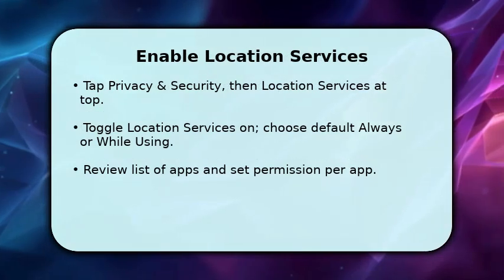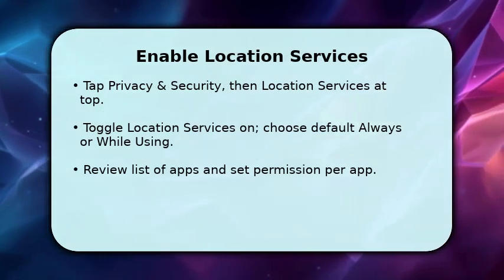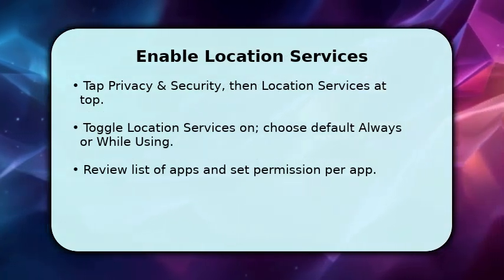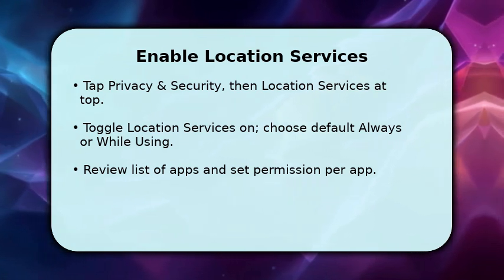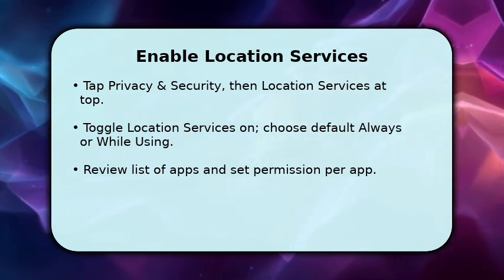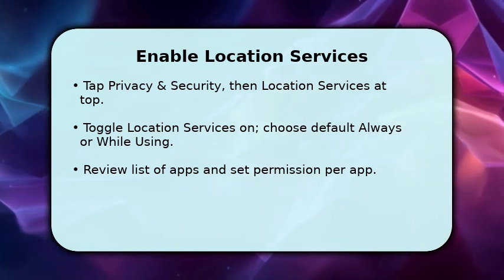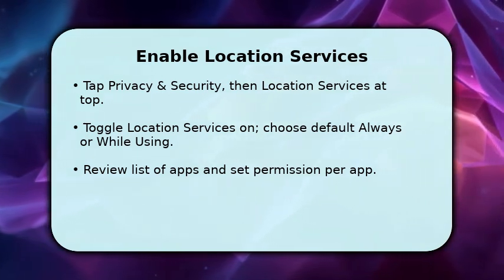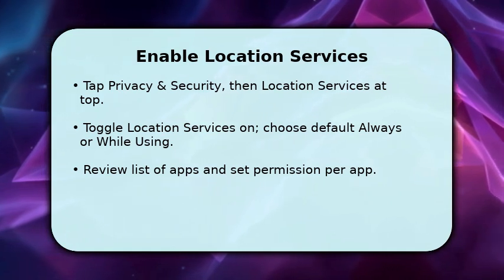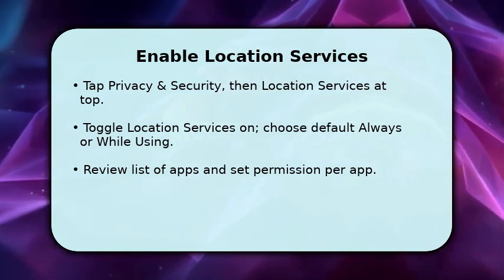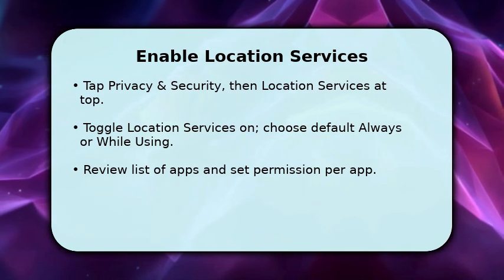Once in Privacy and Security, tap Location Services at the top and toggle it on. You'll see a list of apps. Choose permissions for each app individually, always, while using the app, or never, depending on how often the app needs your position. Make sure System Services at the bottom is checked for essential features like Find My and emergency calls.